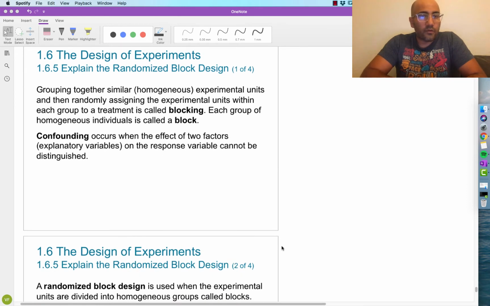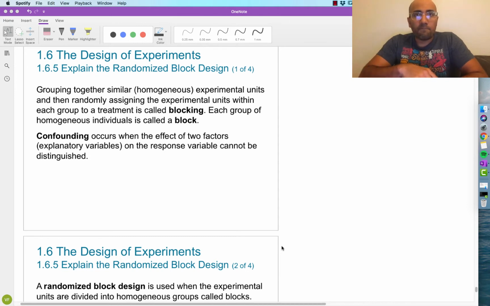Okay, almost done. Grouping together similar or homogeneous experimental units and then randomly assigning the experimental units within each group to a treatment is called blocking. So each group of homogeneous individuals is called a block, right? So if you can group up your sample, right? So you have your sample. Let's go back to my cows. Say I have a sample of 50 cows that I'm going to do my experiment on.